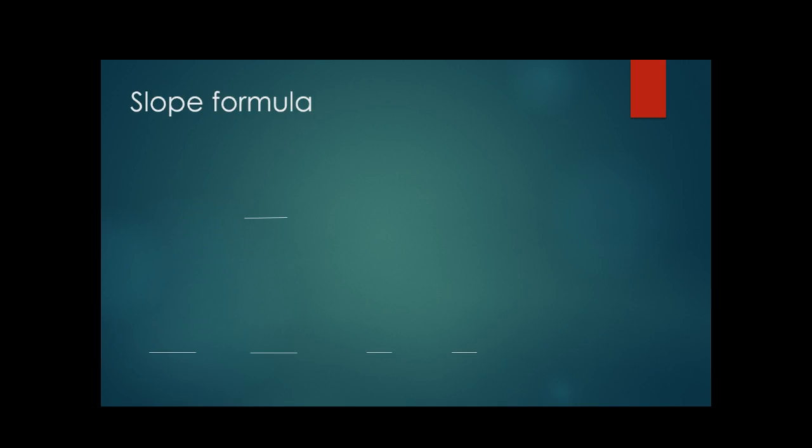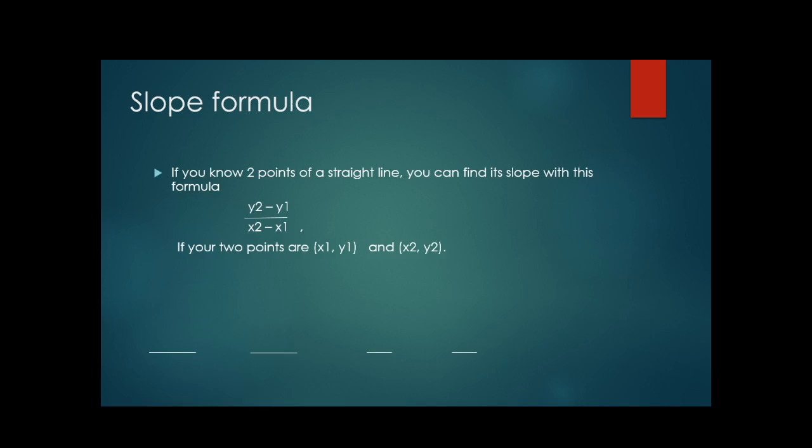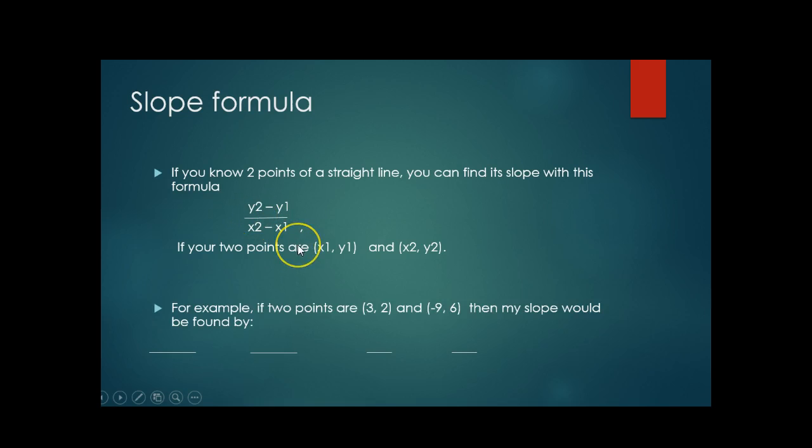First, we're going to get started talking about slope. Slope is something that we've been practicing for many years, and a bit of a refresher for you is how to find the slope if you know 2 points of a straight line. You can find the slope by y2 minus y1 over x2 minus x1 if your 2 points are x1, y1 and x2, y2. You have to forgive my numbering. I can't make smaller numbers.